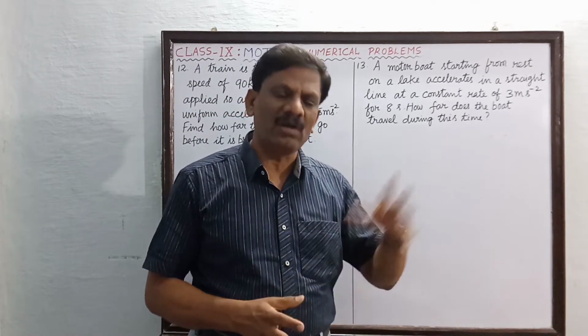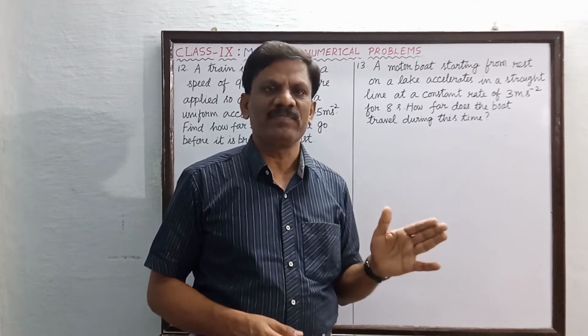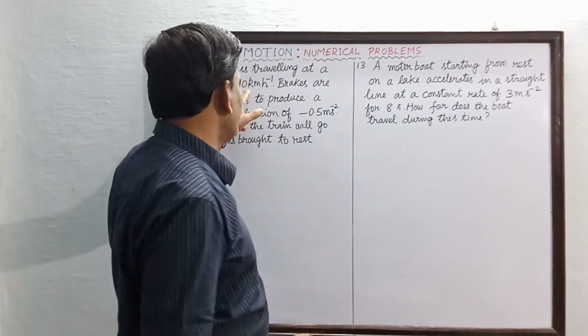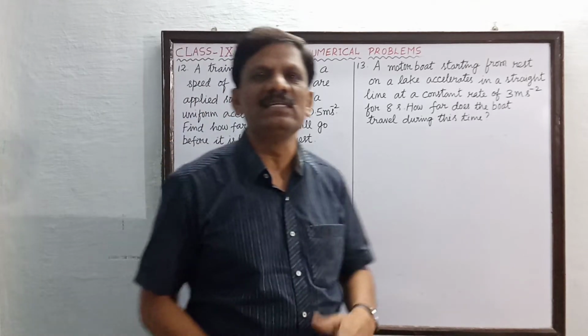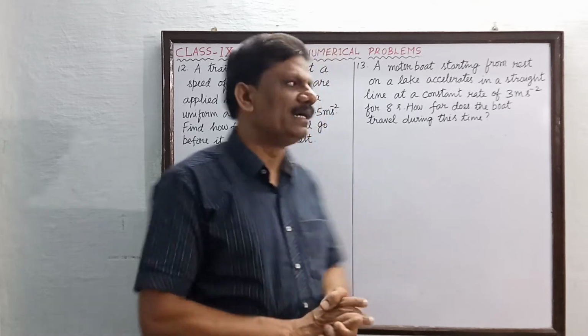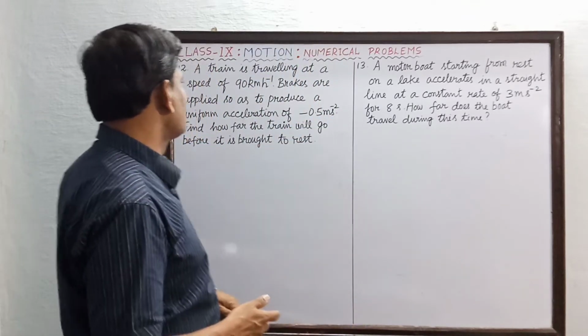Before it is brought to rest means what? Finally, it is going to stop. Understand? So, the initial velocity is 90 km per hour. And the final velocity, since it is brought to rest, must be equal to zero, and its negative acceleration is given as minus 0.5 meter per second square.